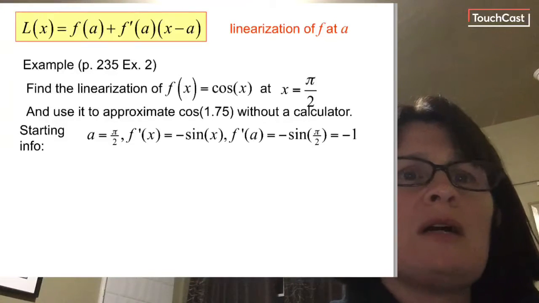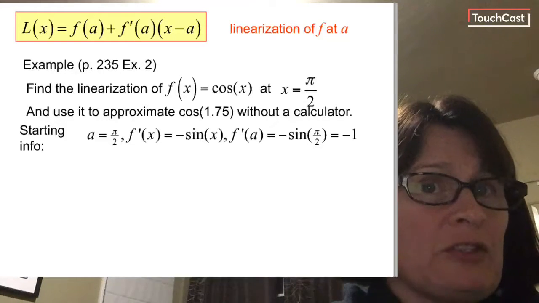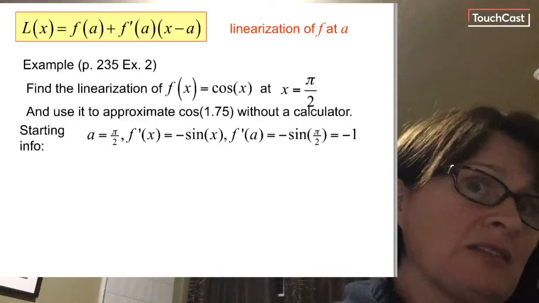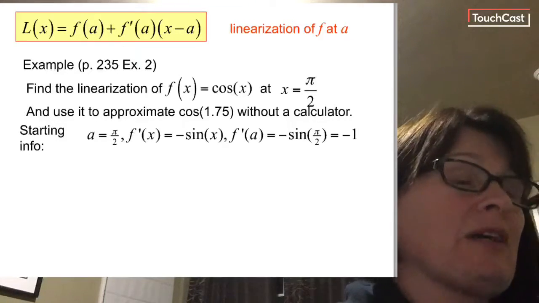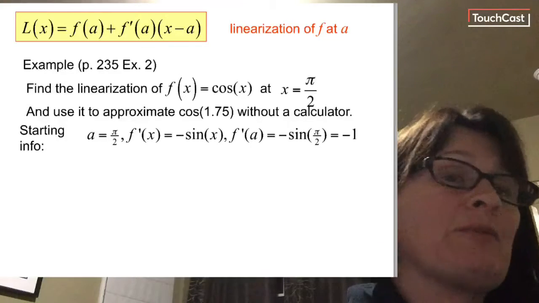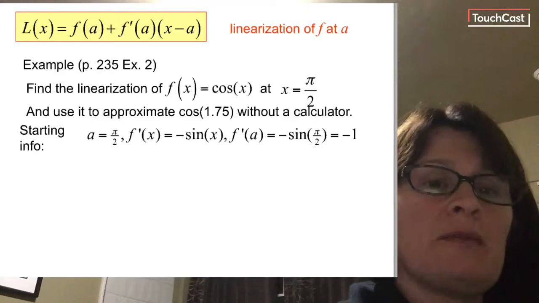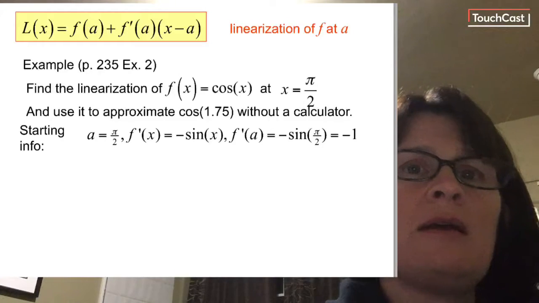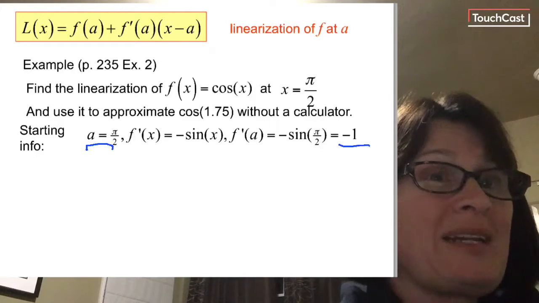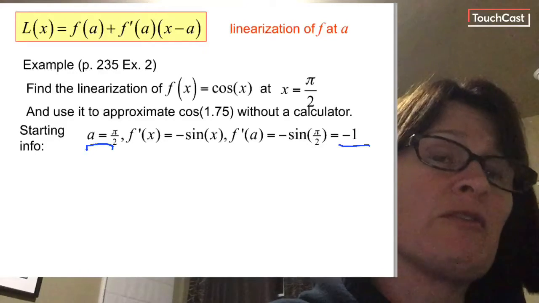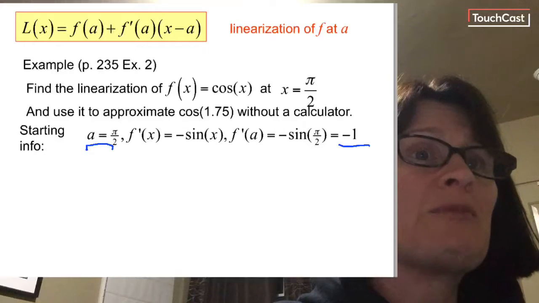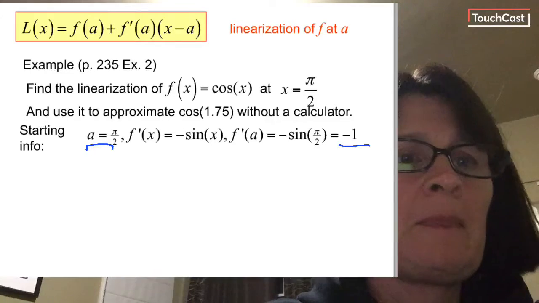All right. So I know my a is pi over 2. F prime is negative sine of x. So my f prime of a is going to be the opposite of the sine of pi over 2. Sine of pi over 2 is 1. So negative sine of pi over 2 is negative 1. So this is my m. I'm going to need to figure out my y. So my y is cosine of pi over 2. So f of a, cosine of pi over 2, is going to be 0.